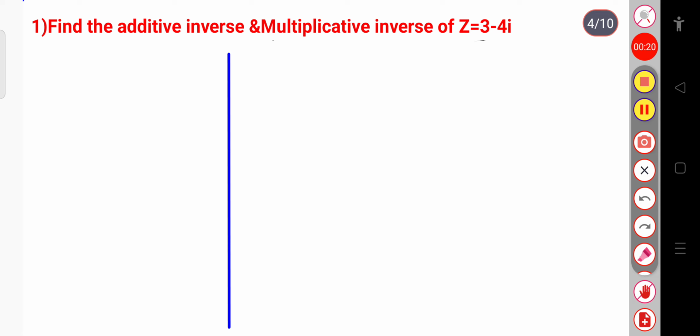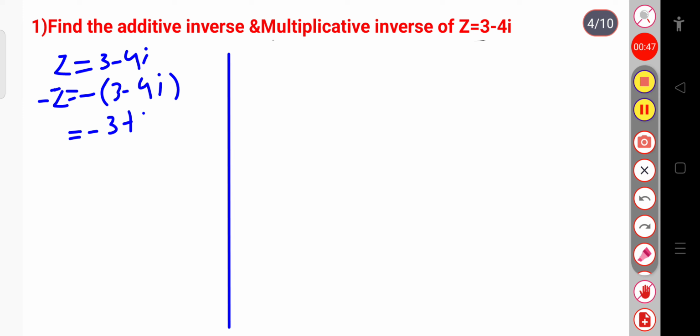So, let us take the first example: find the additive inverse and multiplicative inverse of z equal to 3 minus 4i. So, z equal to 3 minus 4i. To calculate first the additive inverse, we have to calculate minus z. So, minus z will be equal to minus of 3 minus 4i. This will be equal to minus 3 plus 4i, clear.